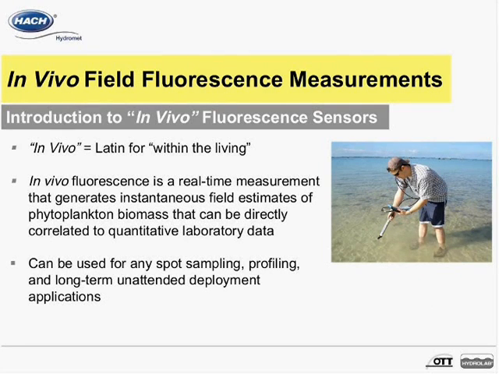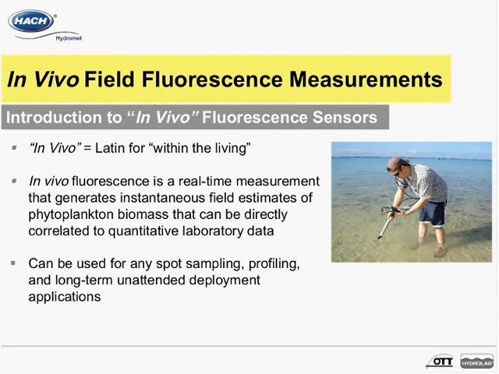Phytoplankton can not only be measured in vitro in the laboratory, but they can also be measured directly in the field using in vivo fluorescence sensors. In vitro is Latin for within the glass, a term that is used to describe measurement within the laboratory, while in vivo is Latin for within the living, a term used to describe field measurements of cells in their living state.